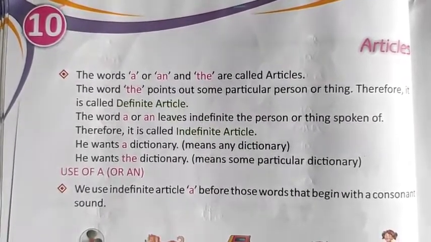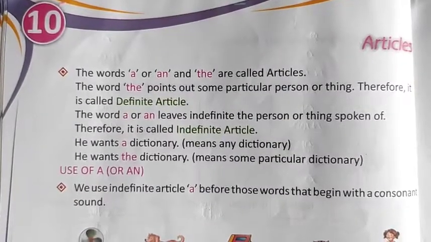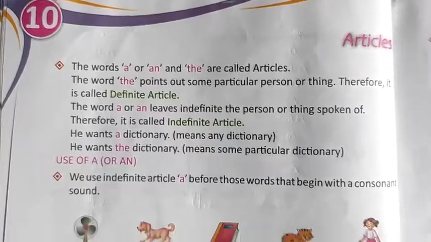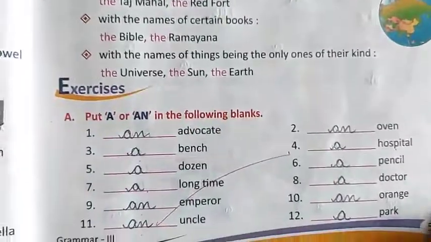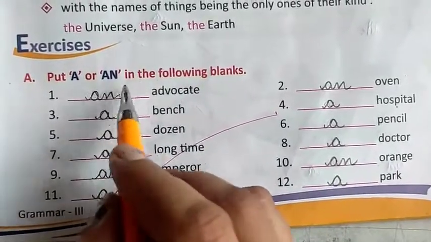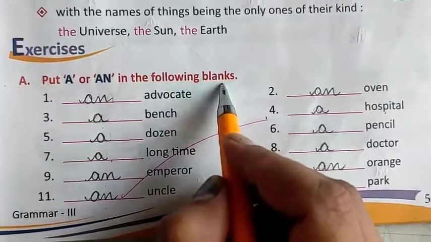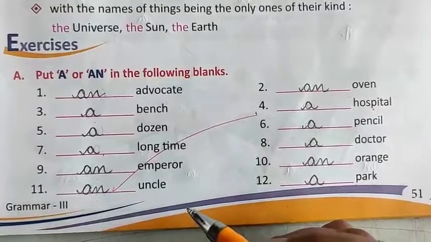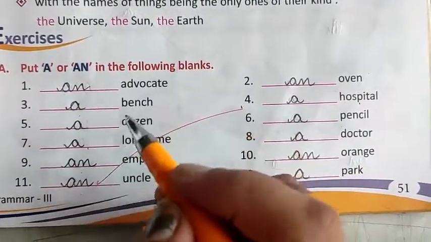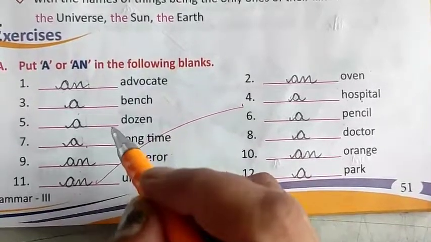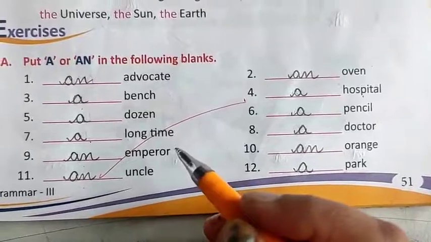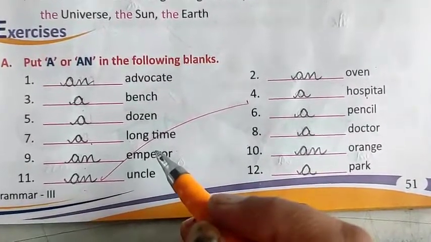Now we will do the book exercises of this lesson. So take out your English grammar books, take out page number 51. Let's start with exercise A. Put a or an in the following blanks. Here, we have to see the word, and if the word is beginning with a consonant we will use the article a, and if the word is beginning with a vowel then we will use the article an.